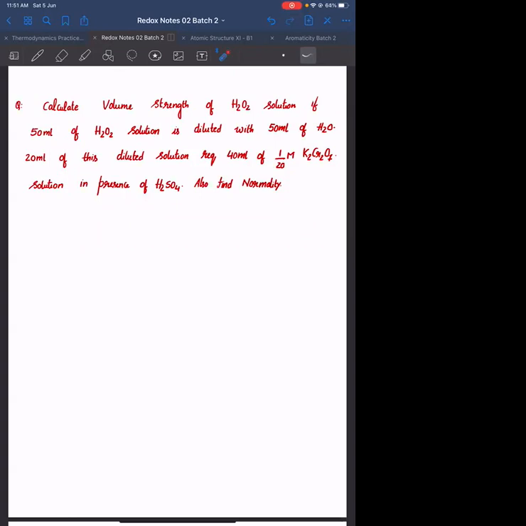Normality 1.8. Normality is how much? 1.8 is not the right answer. एक बार फिर से calculate करना. What is the Z factor you have taken for K2Cr2O7? 6 ही लिया ना? 6 लिया तो 1.8 तो नहीं आया यहाँ पे. 1.2 आना चाहिए. Please cross check.